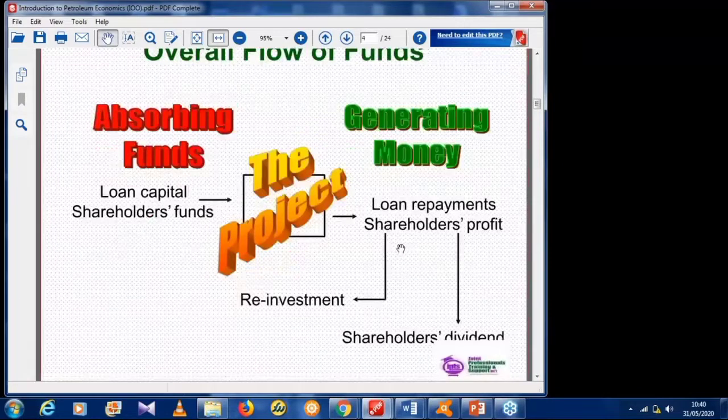Under generating money, we talk about the aspect that we also reinvest. From the absorbing money part, you look at loans, capital, or stakeholders' funds. Sometimes stakeholders have to put their profits or their money into this project, or sometimes they also add loans that they get to invest. So this is the area of investment. Then when the project is completed, you have the aspect of money generation, where you have profit and shareholders' dividend, and then you also have payment of some of those loans that you've gotten, and then you have to reinvest.